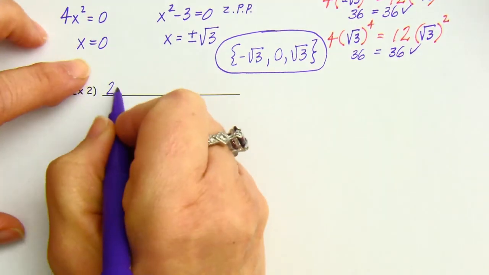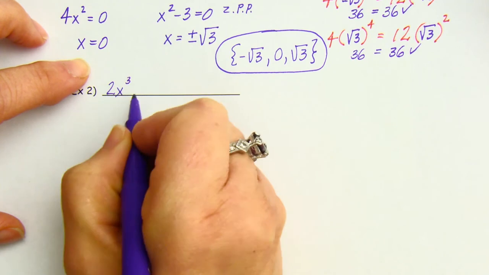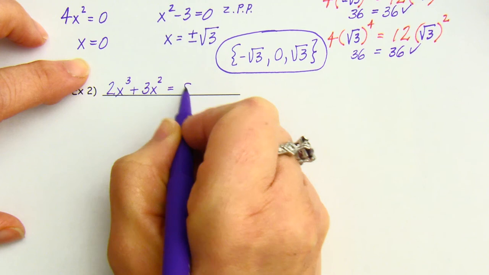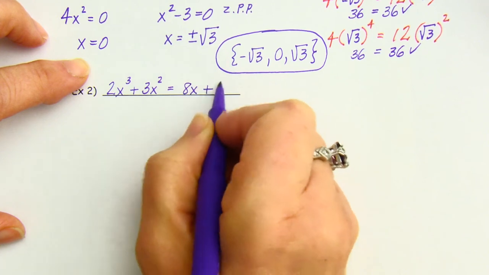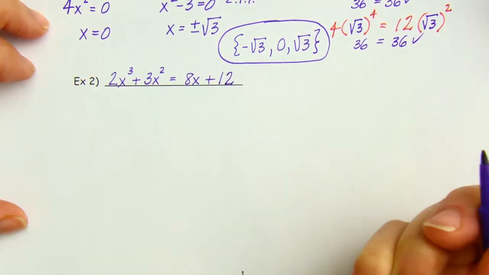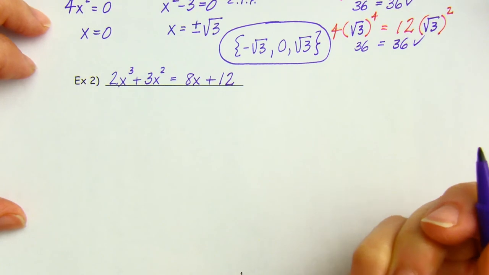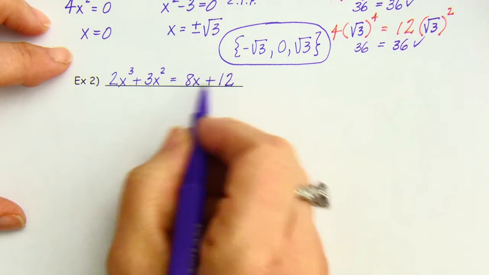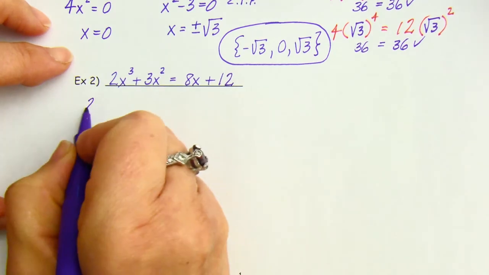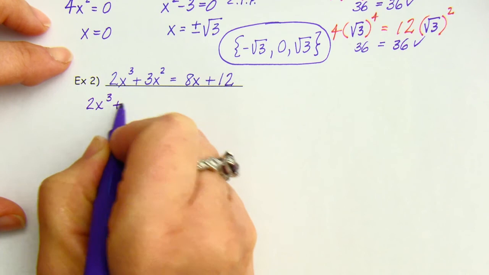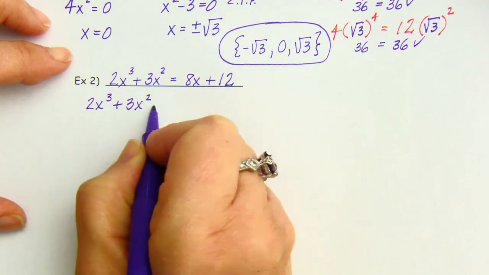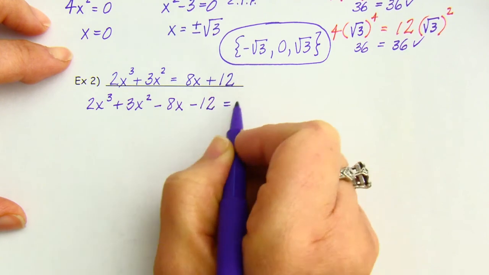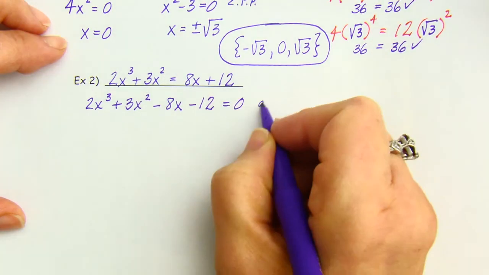2x to the power of 3 plus 3x squared equals 8x plus 12. They did tell me to factor, so I have to put it in general form. I'm going to move the 8x and the 12 over to the left: 2x cubed plus 3x squared, subtract 8x, subtract 12, equals 0. That's my general form.